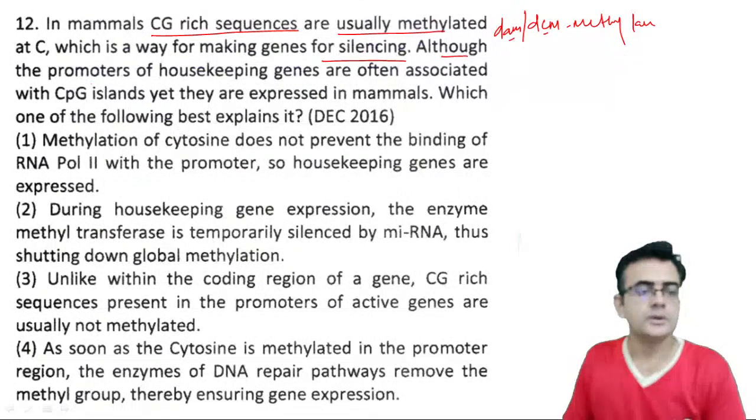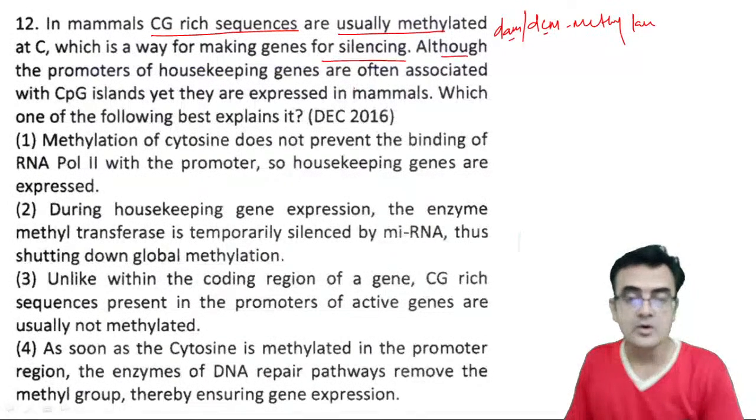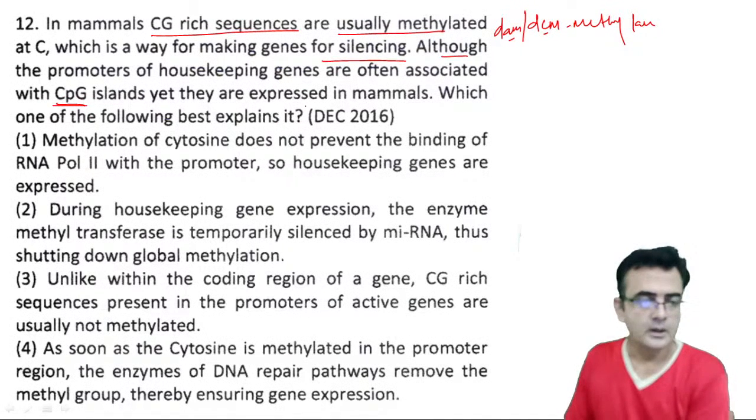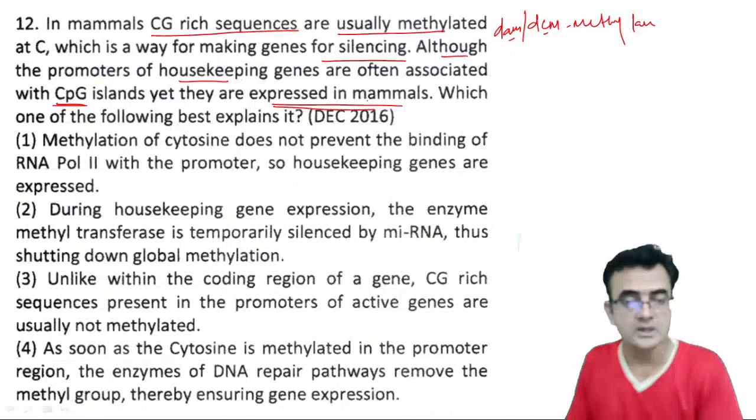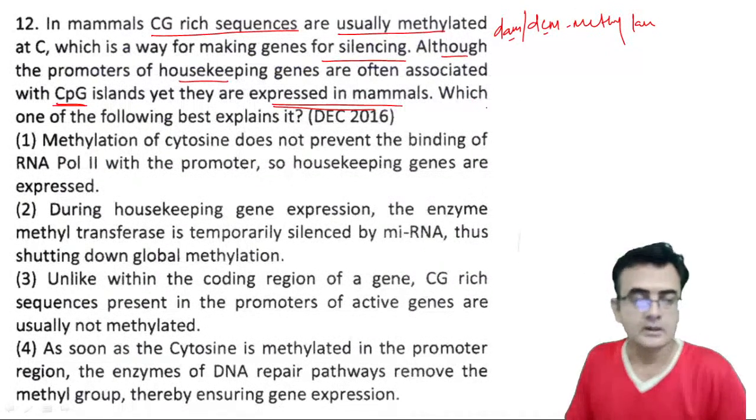Although the promoters of the housekeeping genes are often associated with the CpG island, yet they are expressed in mammals. Housekeeping genes means they are expressing 24/7. And they have CpG islands also, and they are expressing in mammals. I mean, they would be methylated. They wanted to say here, they're trying to convey that they are not methylated, or if methylated, not in the gene, maybe. So which one of the following is the best explanation of it?